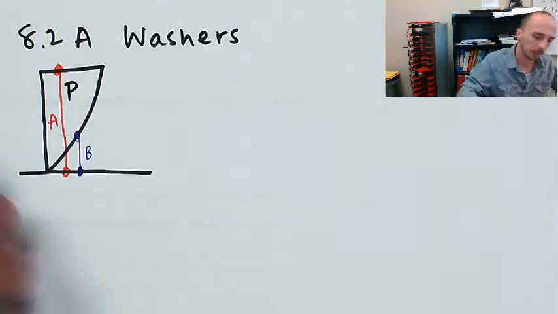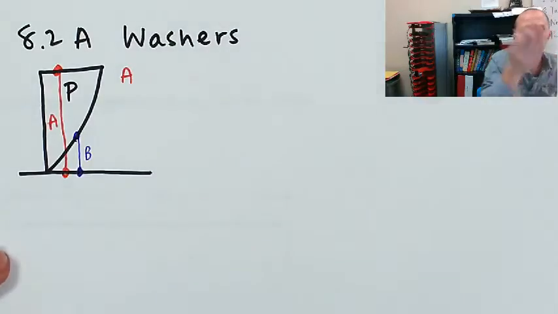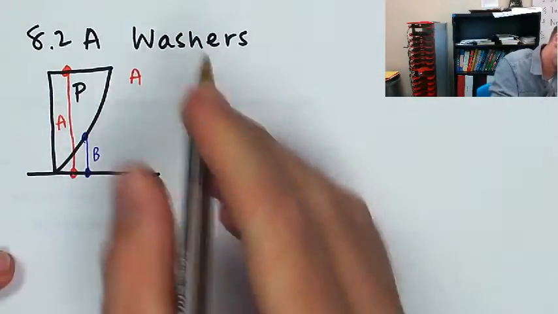That will be B. I like to write A and B in terms of x, or y if it's running sideways. But these are vertical cross sections, so it's going to be with respect to x.